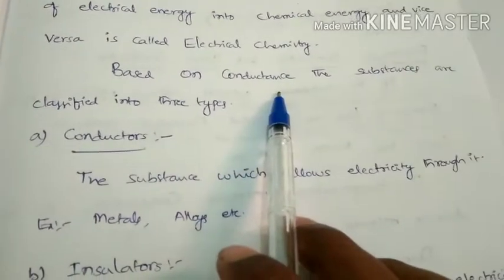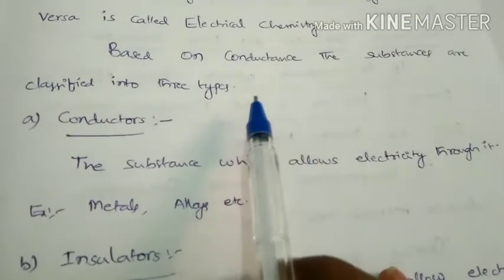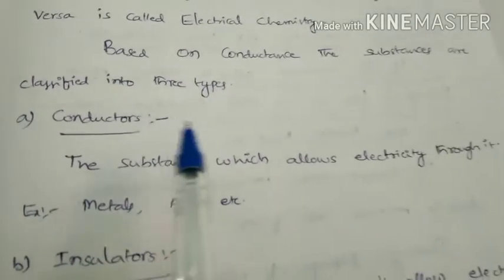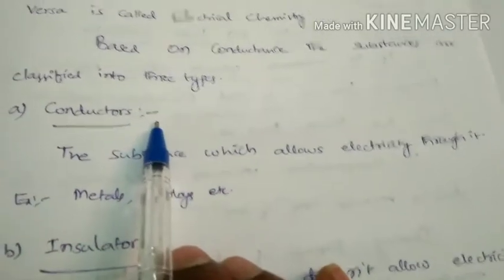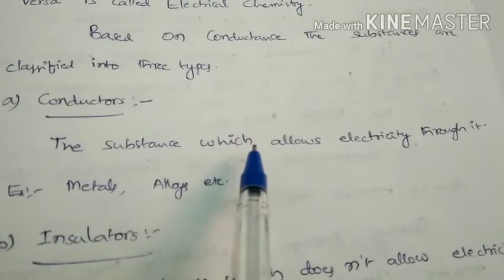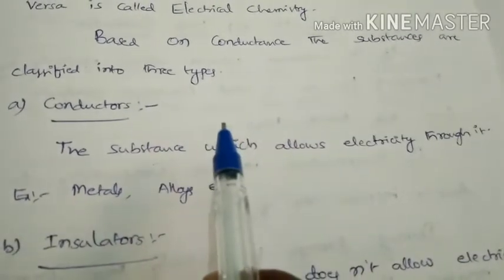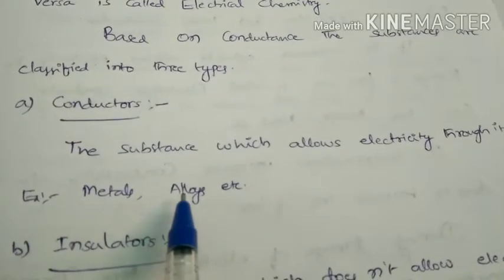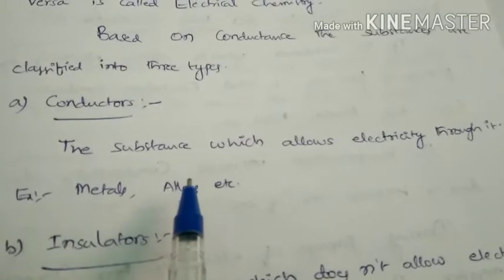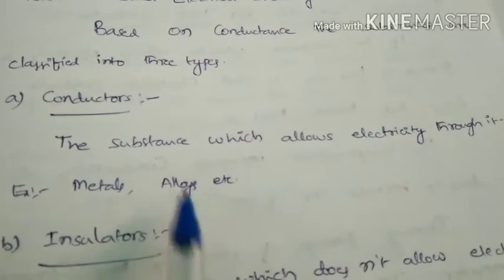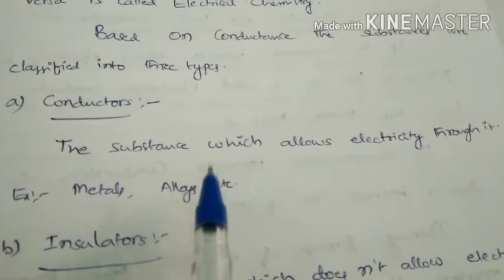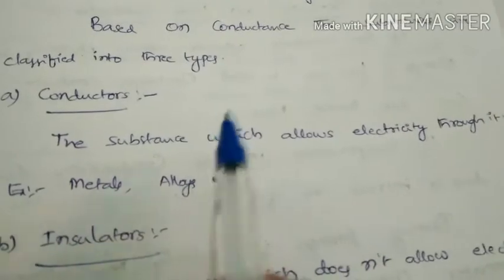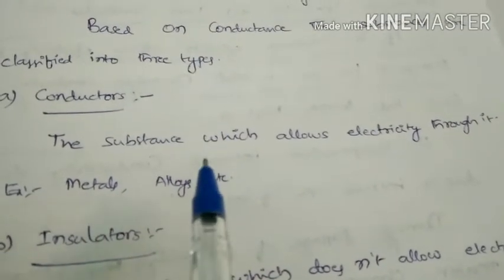Here some definitions are there based on conductance. Based on conductance, the substances are classified into three types. They are conductors, insulators, and third one is semiconductors. First one, conductors. Conductors means the substance which allows electricity through it is called conductors. For example, metals, alloys. Alloys means mixed metals. For example, steel, bronze, brass. These are alloys. All these contain two or more metals. So these are conductors because they can exhibit conductance when electricity is passed through them.